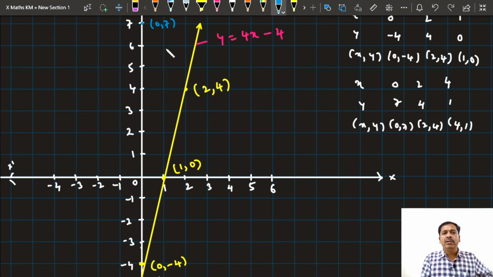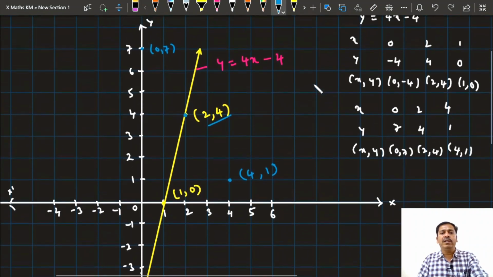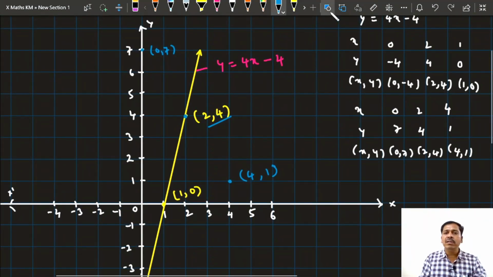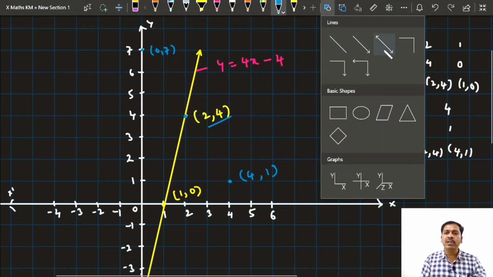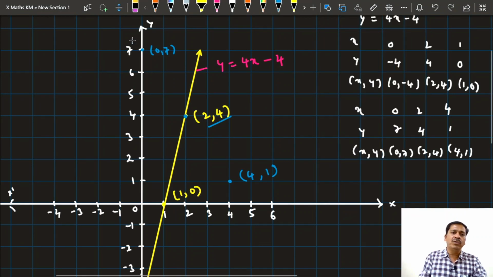Further, 2 comma 4, x is equal to 2 and y is 4, will come here only, already represented. And then 4 comma 1, x is equal to 4 and y is equal to 1, will come here. So this is 4 comma 1. So the next work is to join all these 3. Definitely they will appear on the same line. So the work is to join these 3. I am trying to join, just observe here.